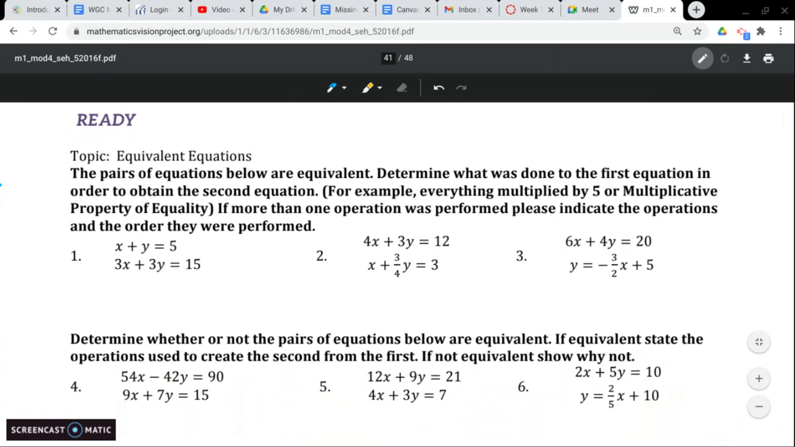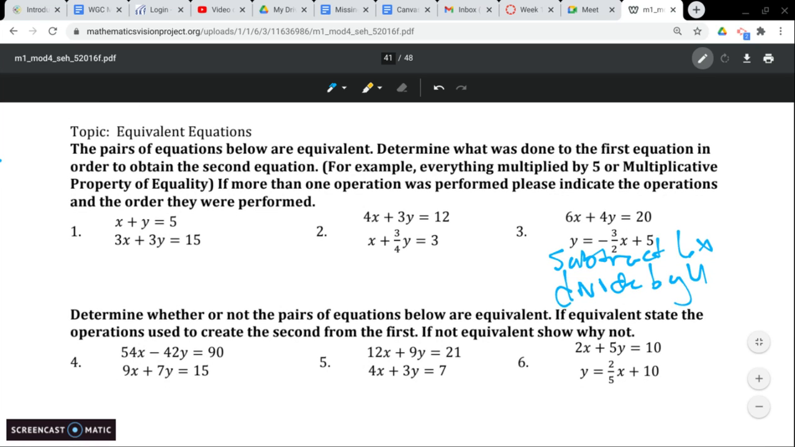Okay, so for number 3, we have 6x plus 4y equals 20, and we ended up with y equals negative 3/2 x plus 5. So what's the first thing we had to do in order to get this y by itself? We subtract 6x. So then we'd have 4y equals negative 6x plus 20. Then we need the y by itself, so how do we get rid of that 4 on the y? We divide by 4. And that will get us y equals negative 3/2 x plus 5.